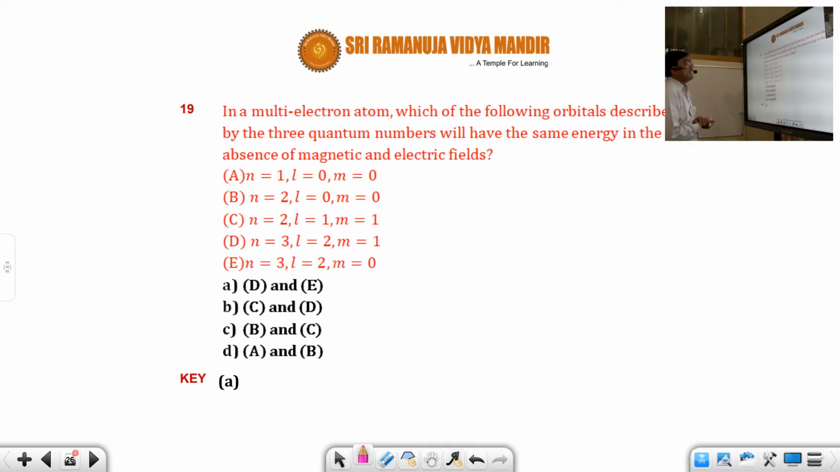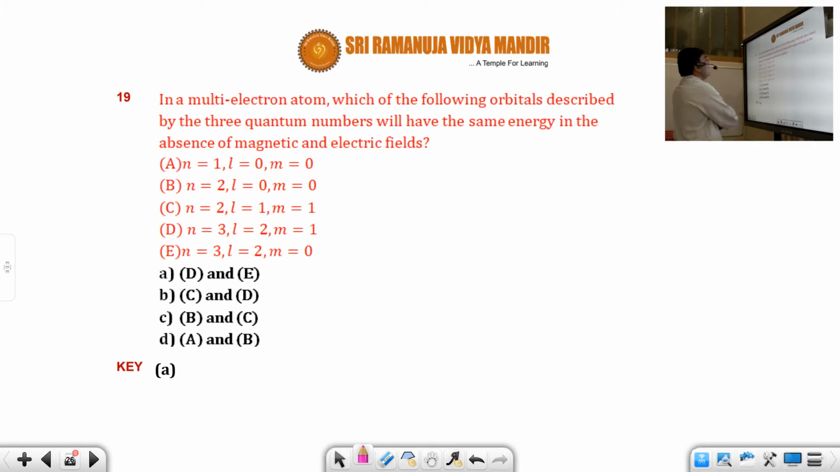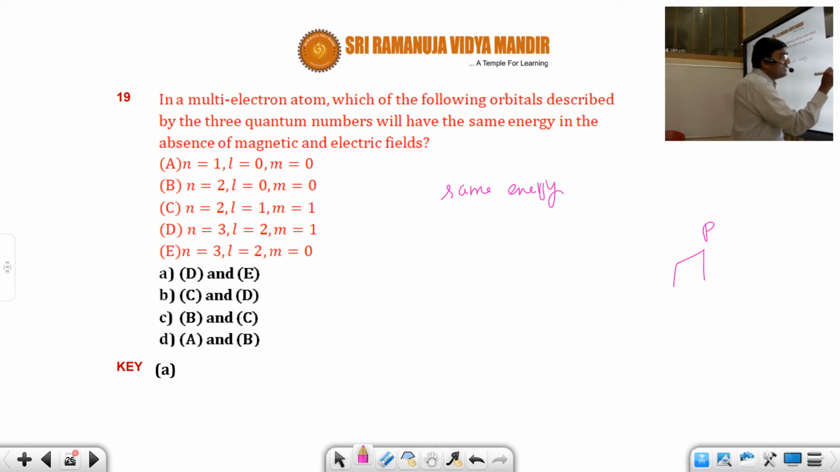Now let us solve the next question. Now in a multi-electron atom, which of the following orbitals described by the 3 quantum numbers will have the same energy in the absence of electric field? So here it is given same energy. So you have studied the magnetic quantum number, refer to my Zeeman effect. For example, the p orbital is splitting into 3 lines. What are the lines? Px, py, pz.